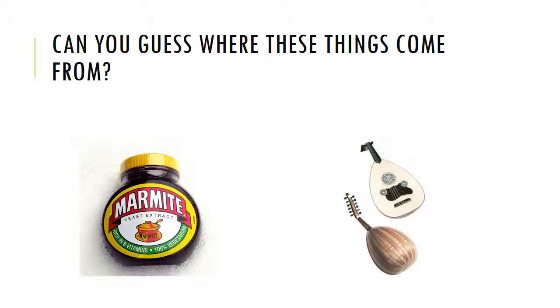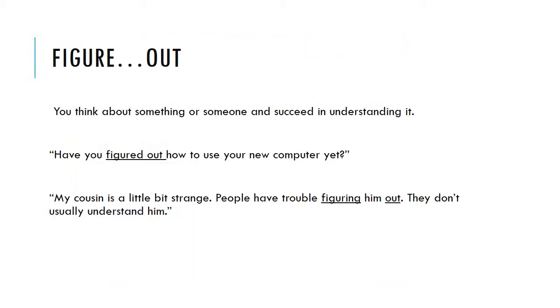Also, sometimes we see things that are unusual, and so I just put this here for fun. Can you guess where these things come from? On the left we have a jar of Marmite, which is a sort of yeast extract. It's a salty spread some people eat on toast, and Marmite comes from the United Kingdom. On the right is a musical instrument called an oud, and they come from the Middle East. Originally they come from Mesopotamia, which is the area that's now Iraq, although now they are, I guess, common throughout the Middle East. So Marmite comes from the UK, and ouds come from the Middle East.